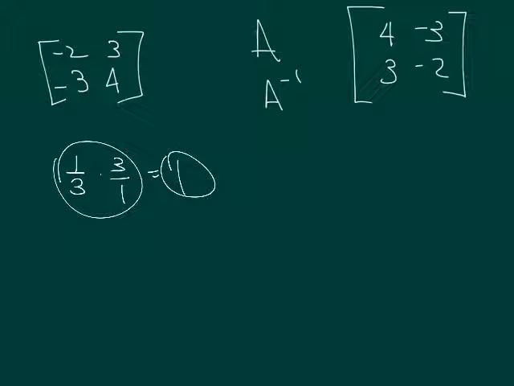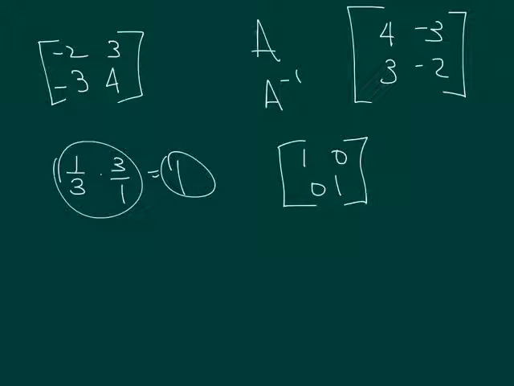So it should show that if we multiply these two together, because this is the inverse of this, we're trying to prove that if these two are inverses, if we multiply them like we did here, we should get the identity. And remember the identity when it comes to a 2 by 2 matrix is 1, 0, 0, 1. So when I multiply this times this, I should get this.